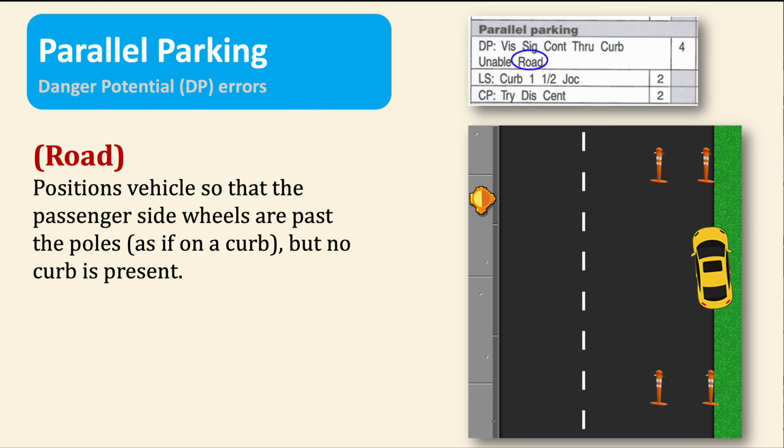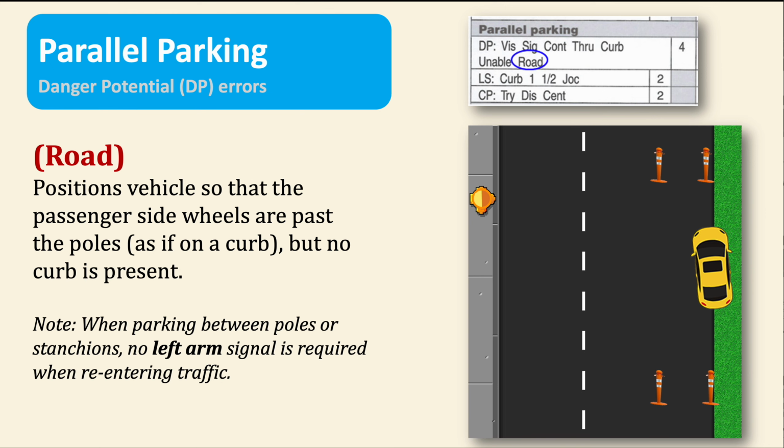Road, your final one on danger potential, final 4-point penalty. If the applicant positions the vehicle so the passenger side wheels are past the poles, as if they were on a curb, but there is no curb present, so just off the road. Okay, so it's just past the poles. You may never score this, especially if you don't use stanchions. Now remember, when you're parking between poles or the stanchions, you're not required to use the left arm signal when re-entering traffic. Right? Remember earlier we had the signal where if you were parked in front of a large truck that obscures the vision of your turn signals, you'd have to use a left arm signal. But if you're doing the stanchions, it's not required.